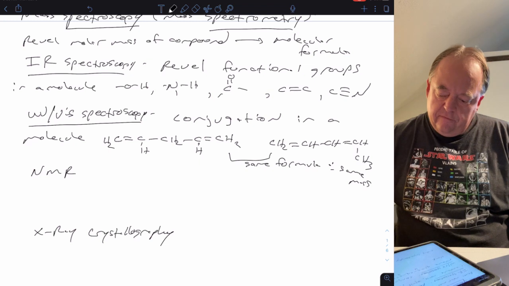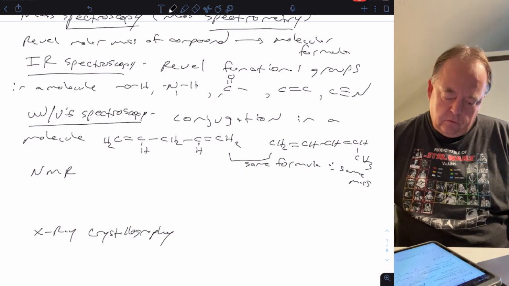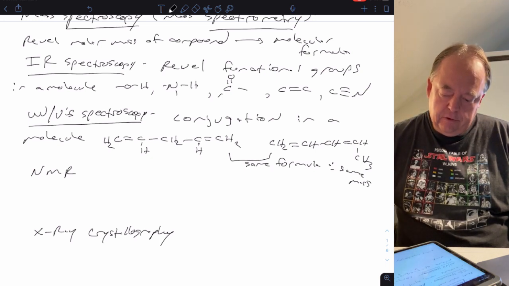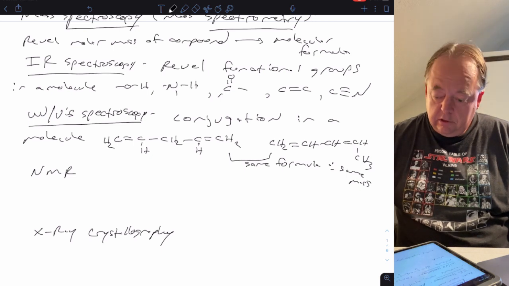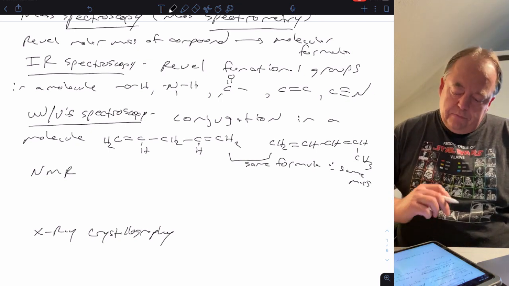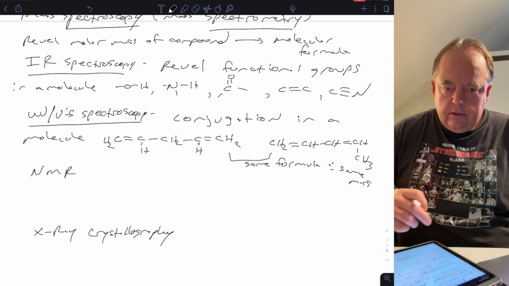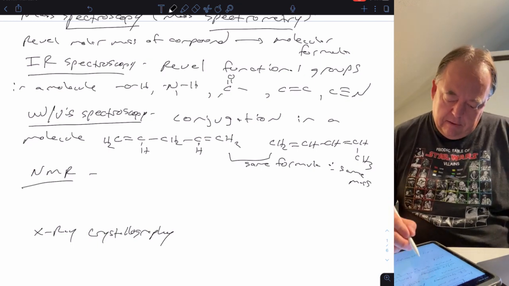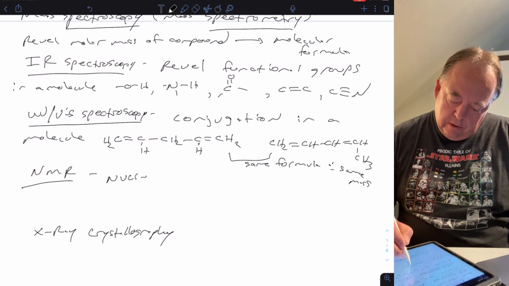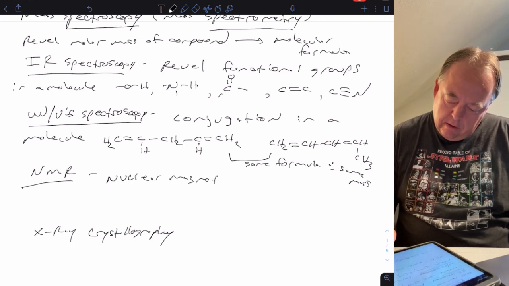IR spectroscopy is not necessarily ideal to distinguish between those two molecules because they both have carbon-carbon double bonds. There is enough difference that an expert in IR could probably distinguish them easily, but somebody with general knowledge of IR may not be able to, since they have the same functional group. But UV-vis spectroscopy would make it easy to tell the difference. NMR spectroscopy stands for nuclear magnetic resonance.